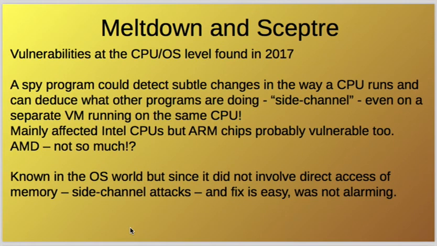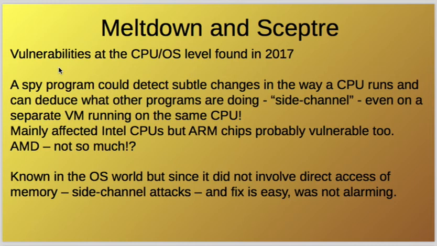Okay, the last thing we're going to look at, actually the second last thing, is a pair of bugs that showed up very recently, in 2017, and they're called Meltdown and Spectre. Sorry, I think I misspelled this. I think it should be Spectre, not Scepter. These were vulnerabilities at the CPU and OS level found in 2017.